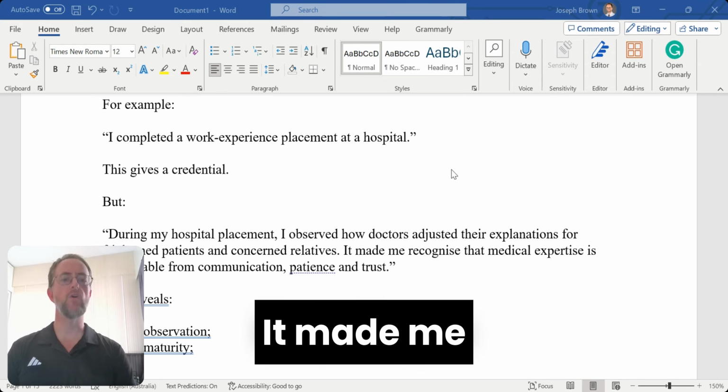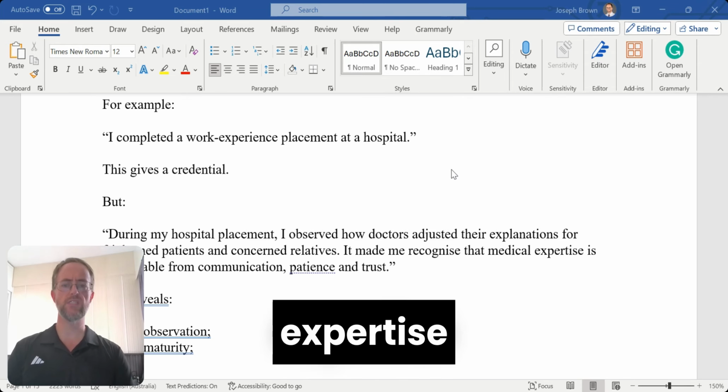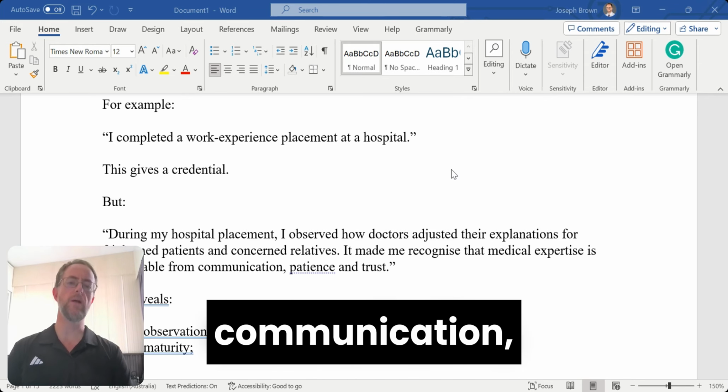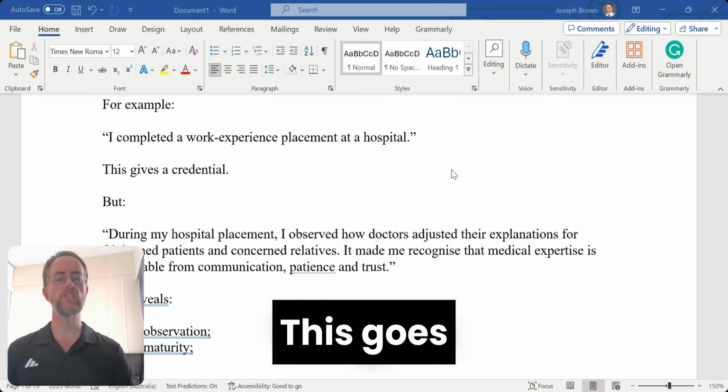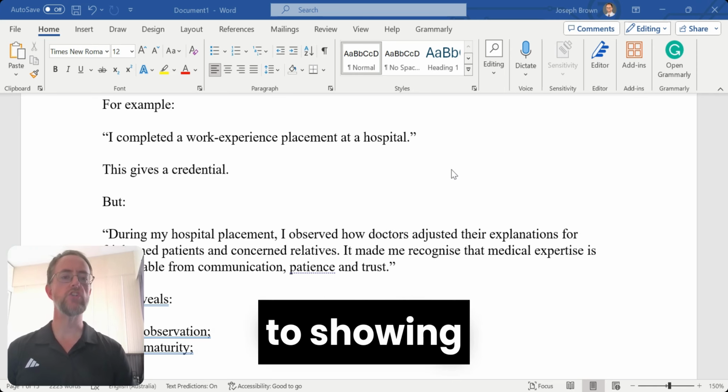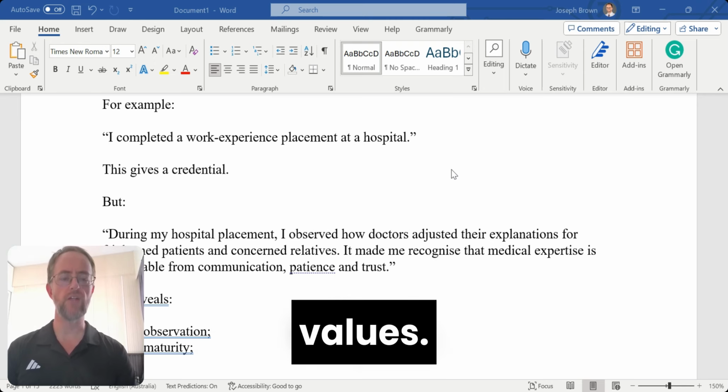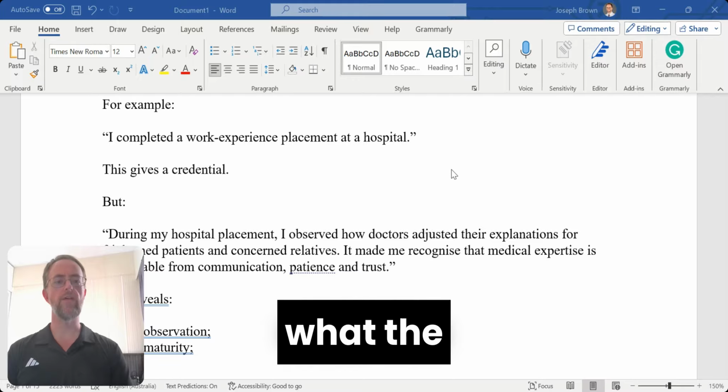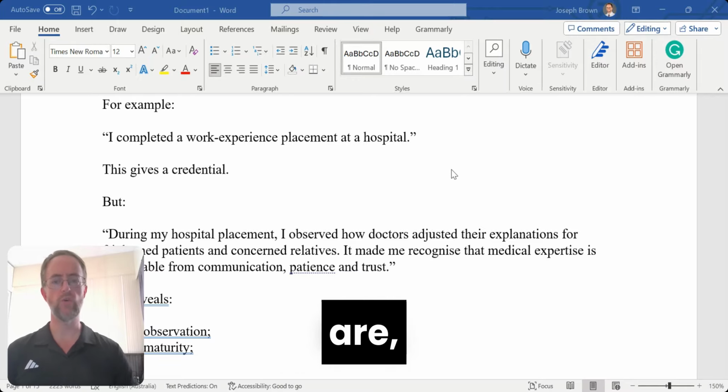It made me recognize that medical expertise is inseparable from communication, patience, and trust. This goes from the credential to showing who you are and giving the values. And that's what the readers of your application are looking for.